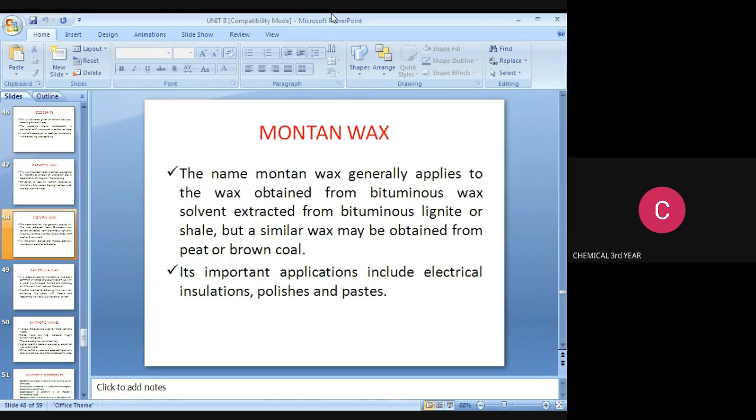How is it obtained? The name mountain wax generally applies to the wax obtained from bituminous wax, solvent extracted from bituminous lignite or shale. But a similar wax may be obtained from peat or brown coal. We extract this type of wax from brown coal, lignite, or shale. That is the main application: mountain wax is used in electrical insulation, polishes, and pastes.